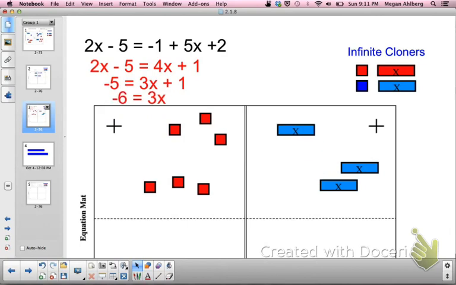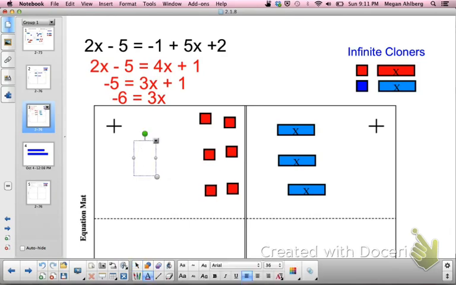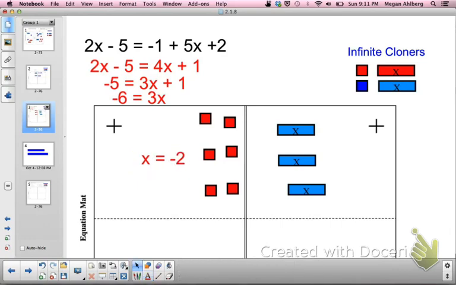The final step would be to go ahead and do our grouping. So as I group, it looks like I get 2 negatives with each of those x's. So in the end, 1x equals a negative 2. And that would be our final solution. Notice that our x's were negative, and that's okay. Our positive x resulted in a negative answer, and that's acceptable.